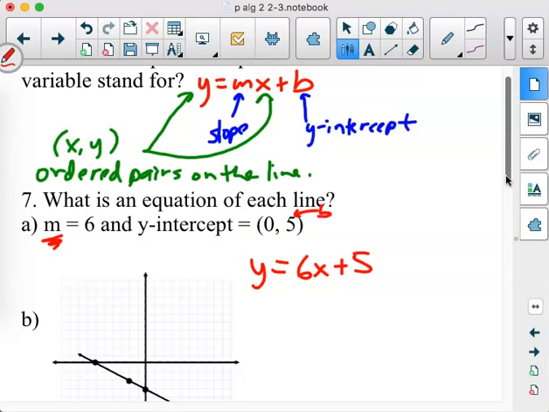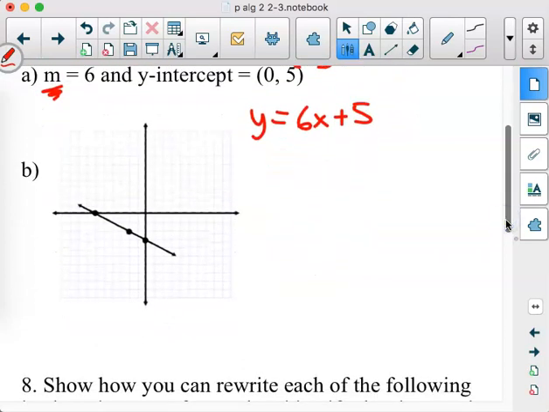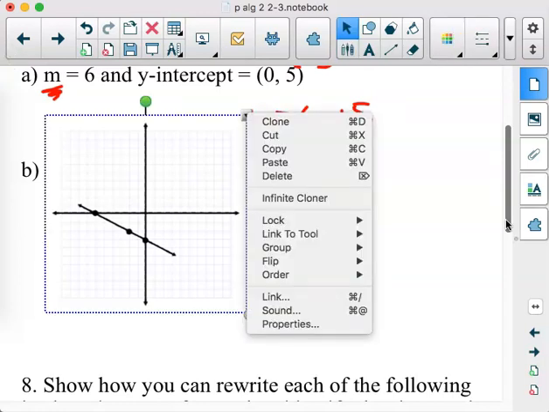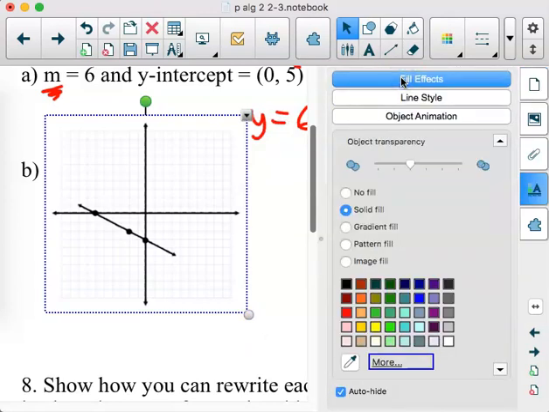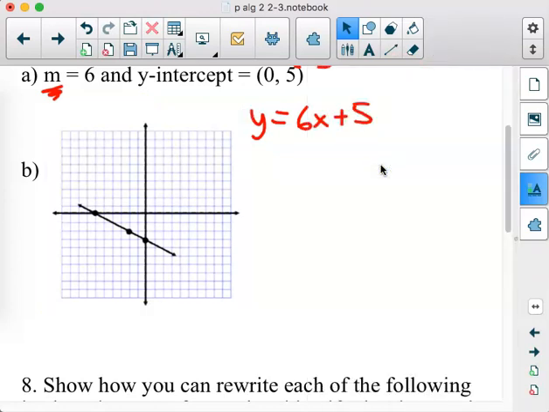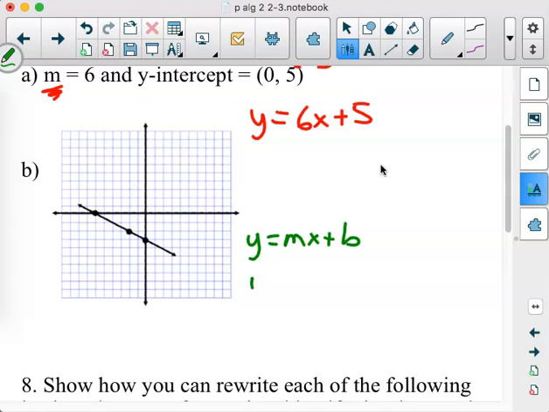Now, B is a little harder. Here's why. They gave us points, and they gave us a line, but that means we have to figure out what the slope and the y-intercept is. And this, I know, is really super light, because it's hard for me to see it, and I'm standing right up here. So let me make that darker. But my first thought is, I'm supposed to start with B anyway. So I'm going to start back there.